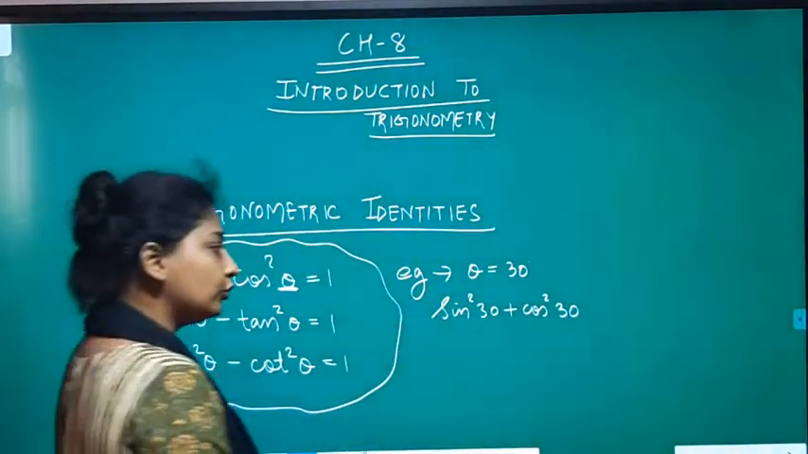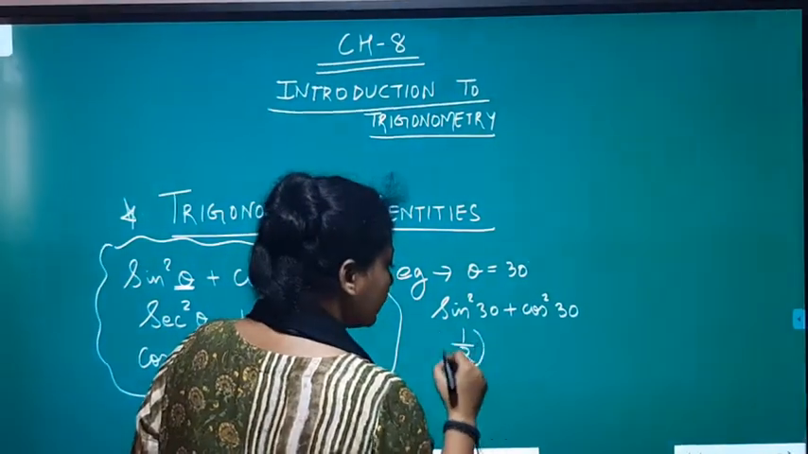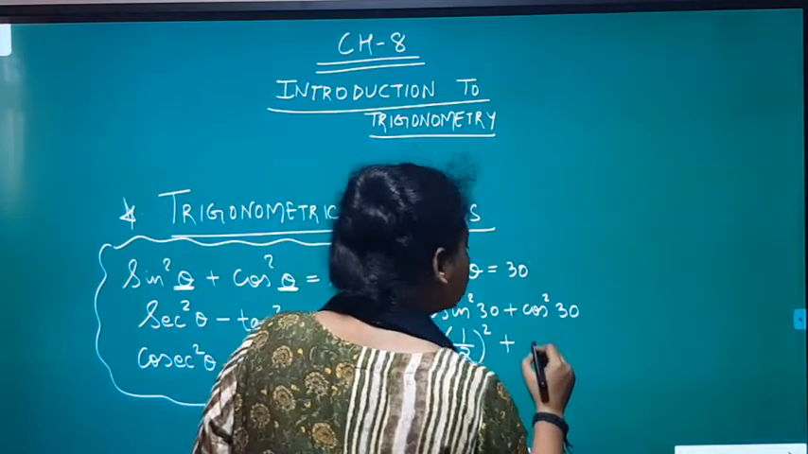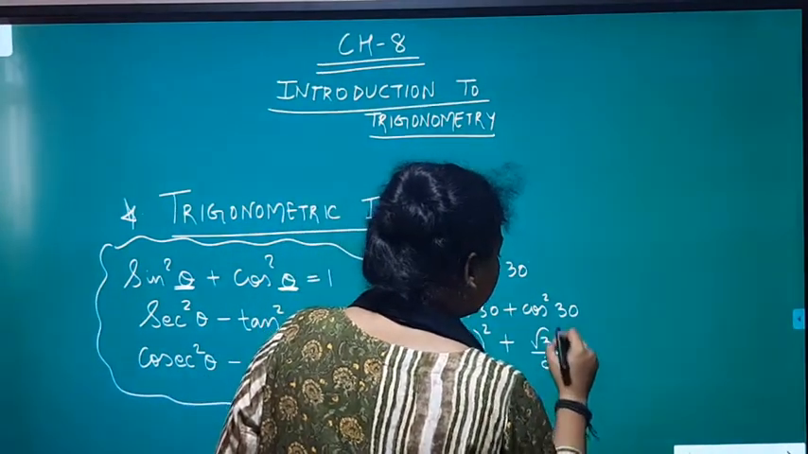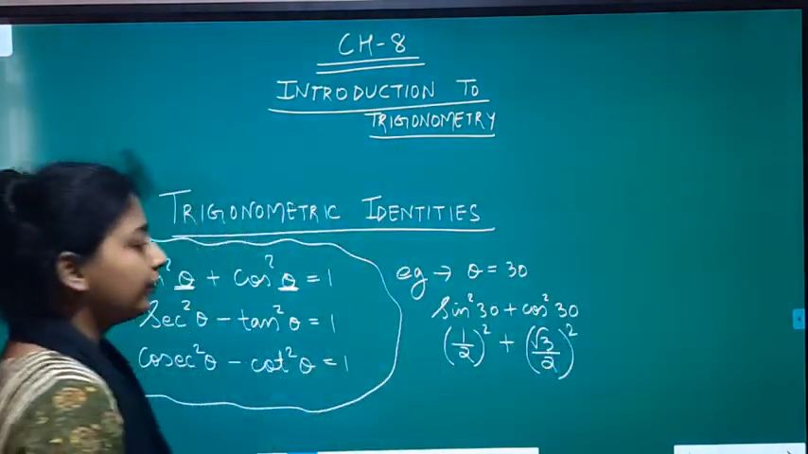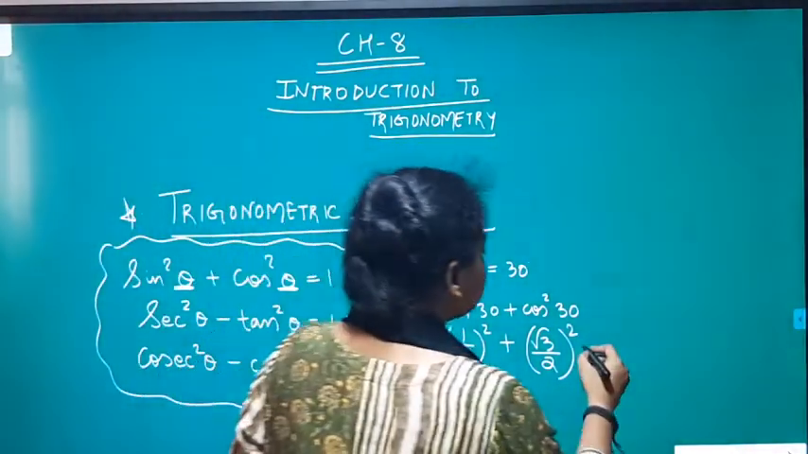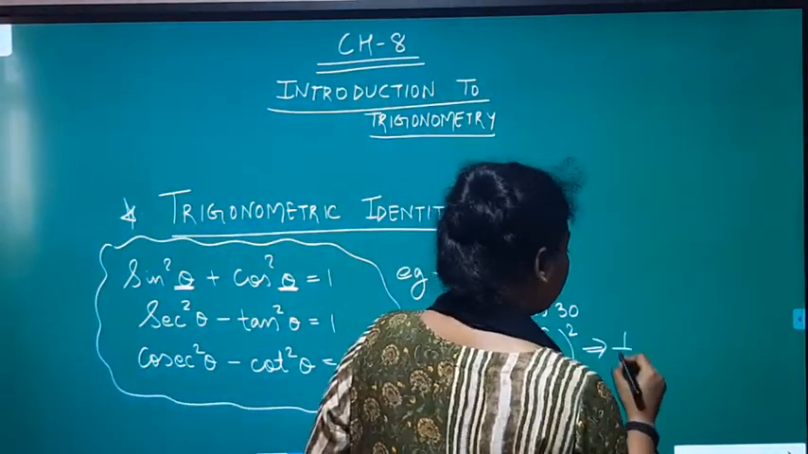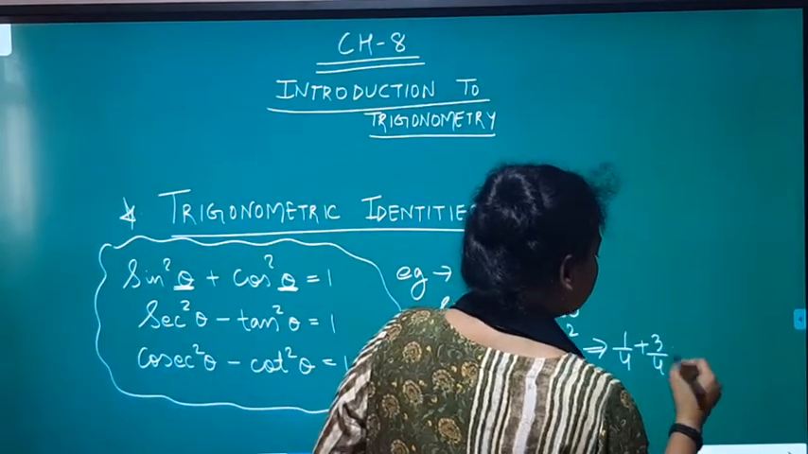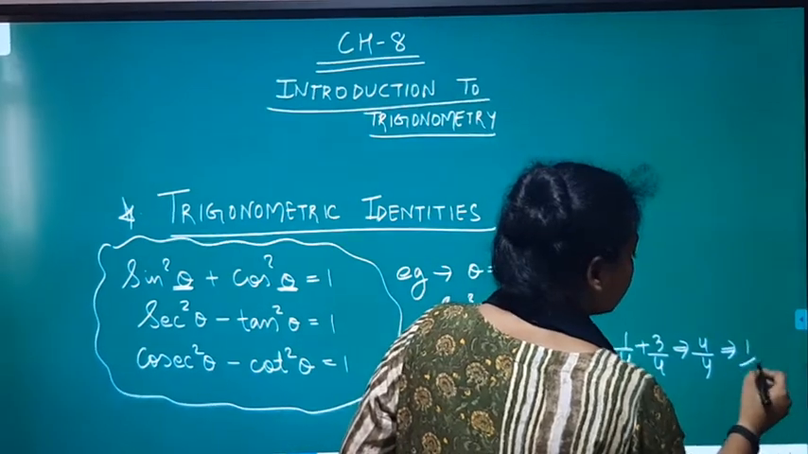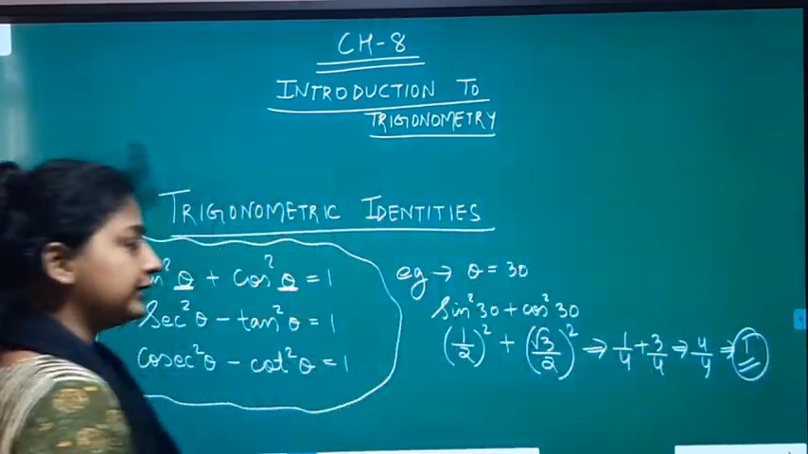Sine 30 we know the value is 1 by 2. So sine square 30 is the whole square of 1 by 2, plus cos 30 is what? Root 3 by 2. So we have 1 by 2 whole square plus root 3 by 2 whole square. This gives us the value 1 by 4 plus 3 by 4. This value is equivalent to 4 by 4, which is again 1. See, we are getting 1 as the answer.